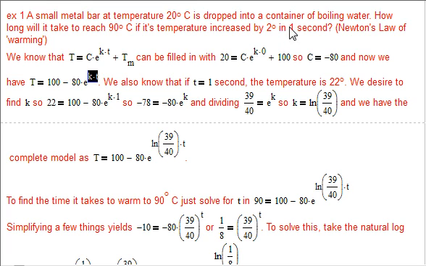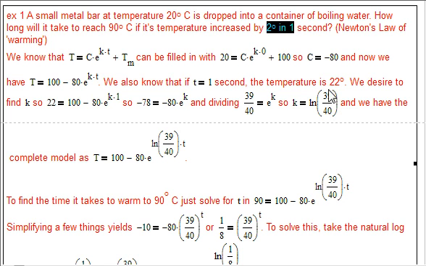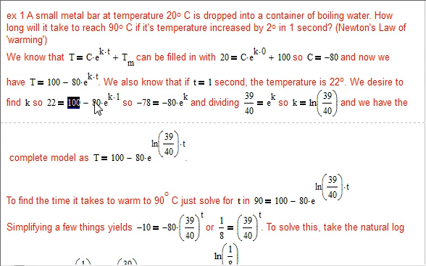But we know if t equals 1 second, the temperature is 22 degrees. It increased by 2 degrees in 1 second. So we need k. So 22 degrees is 100 minus 80 times e to the k times 1, so just e to the k. And so 39/40ths is e to the k, so k happens to be the ln of 39/40ths. I don't think you have too much trouble figuring that out. And we have the complete model now: the temperature at time t is 100 minus 80 times e to the ln of 39/40ths times t.